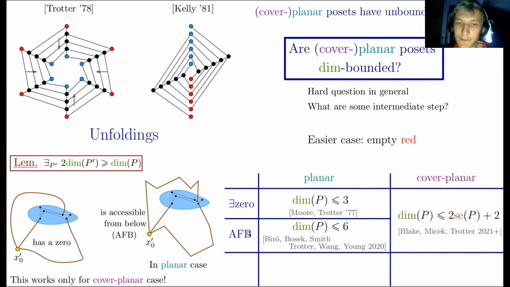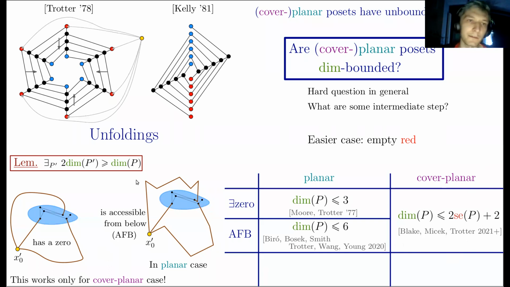The next one is when we assume that there is a zero in a cover planar case. Note that zero in a cover planar case and accessible from below in a planar case, which should be clear by now, is the same thing. Recently, Heather Smith-Blake, Piotr Micek, and Tom Trotter proved that this is really dim bounded, and with a very nice function. This is a linear function with a very small constant, and I will try to show you an idea which stands behind this proof.